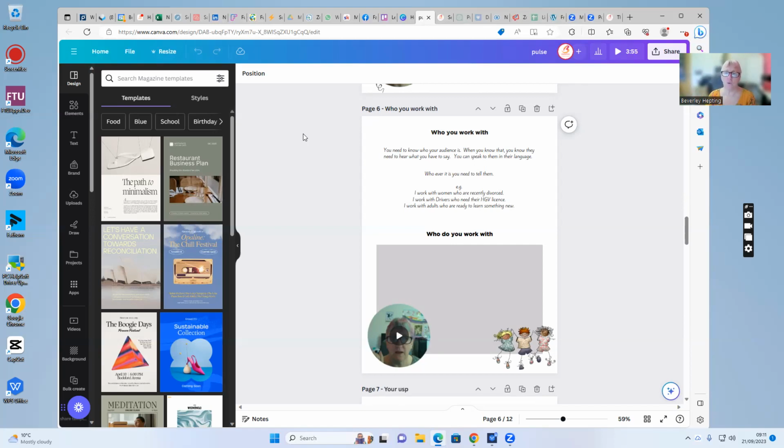So think about who you work with. Do you work with women who are recently divorced? Do you work with drivers who need their HGV license? Do you work with adults who are ready to learn something new? Think about who you work with, and don't say I can work with anybody. Any of us can work with anybody. But when we're speaking to people, we have to have an idea of who we're speaking to in order to speak to them. It's all about knowing who your audience are. In the same way, you have to know who your ideal client is. And we go back to that knowing how they're feeling before they need that help. So I work with business owners who are terrified of standing up and speaking in public.